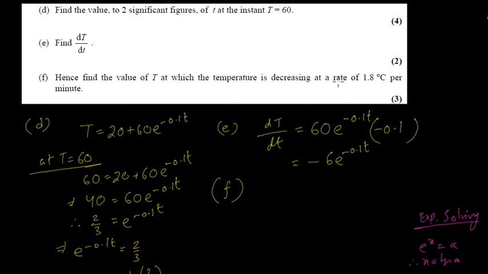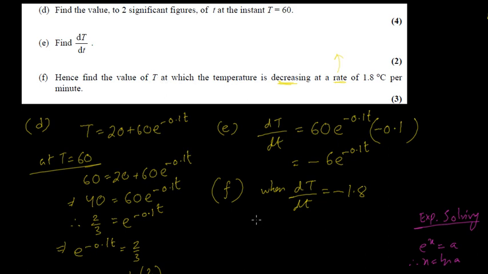Now question number F is, find the value of T at which the temperature is decreasing at a rate. Remember, decreasing means something is negative. Rate means something by dt. If I say temperature rate, it means d temperature by dt. If I say rate of y, it would be dy by dt. So the question is, the temperature rate, meaning dT by dt, is equal to 1.8, decreasing, meaning minus 1.8. You have to remember, decreasing means negative. So when dT by dt is minus 1.8, you have to find the value of temperature.